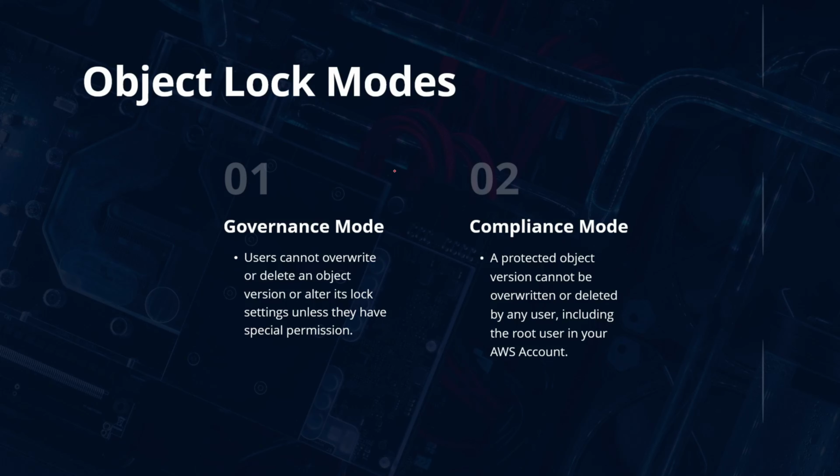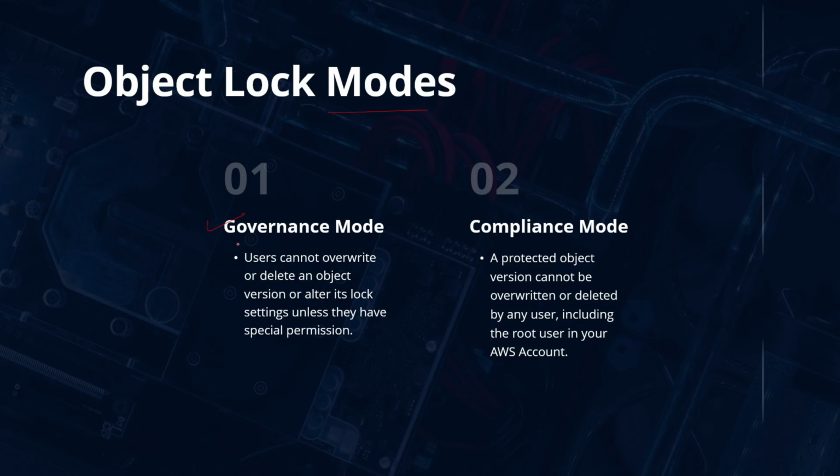Moving on, we have the object lock modes. So we basically have two different modes available in this object lock feature or functionality that AWS provides us with. The first being governance mode. In governance mode, users cannot overwrite or delete an object version or alter its lock settings unless they have the special permission. So basically, if you are a root user or you have a specified role that allows you to alter the lock policy or overwrite or delete an object, then you will be able to delete that specified object in governance mode.